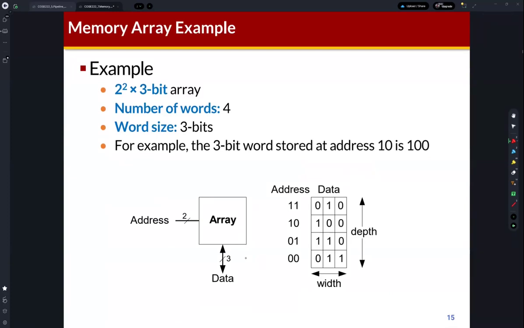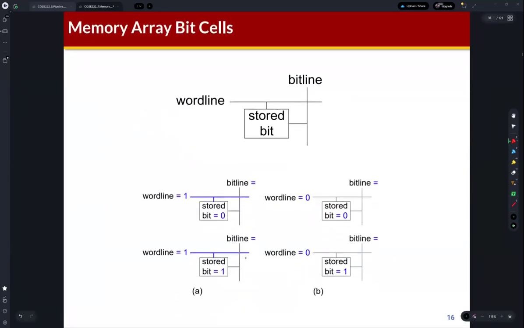So this is the example. And usually the memory is organized like this. There is the word line and bit line, and this is called the bit cell, or the memory cell.